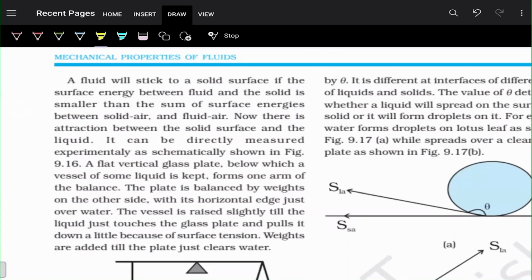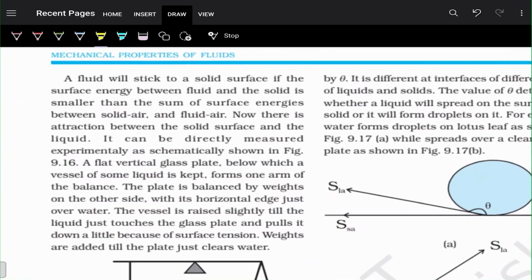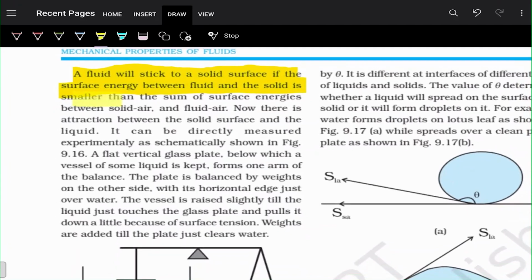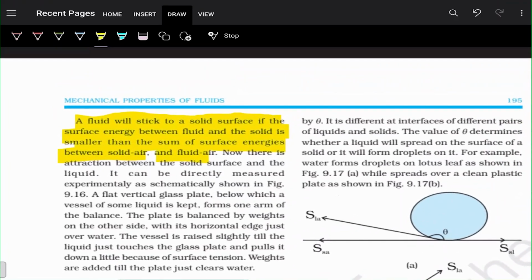See, a fluid will stick to a solid surface if the surface energy between fluid and the solid is smaller than the sum of surface energies between solid-air and fluid-air. That is, when does a fluid stick to a solid surface? If the surface energy between the fluid and the solid is smaller than the sum of surface energies between solid-air and fluid-air. Simply put, we can say it like this.